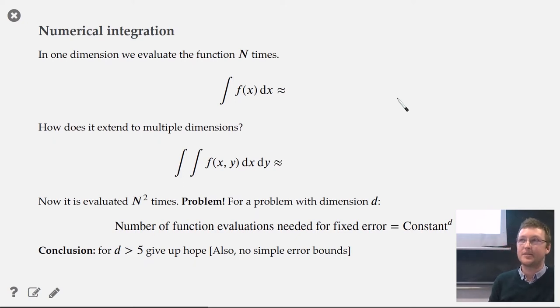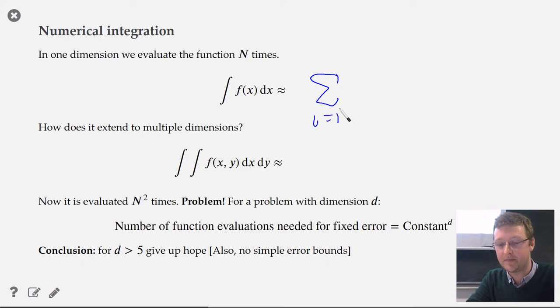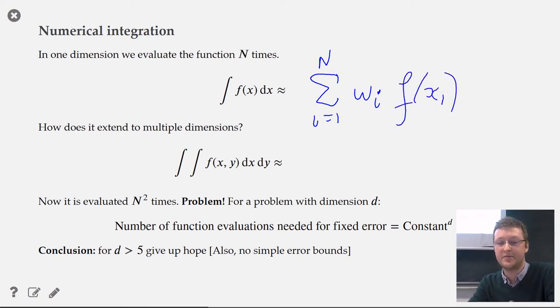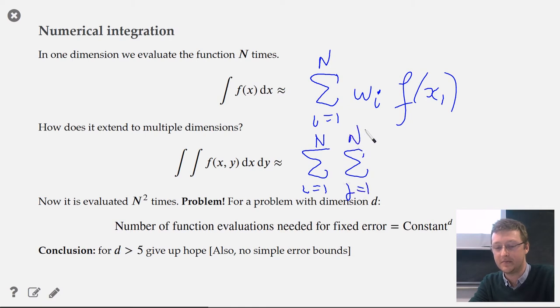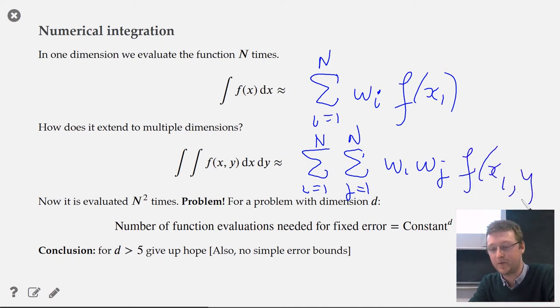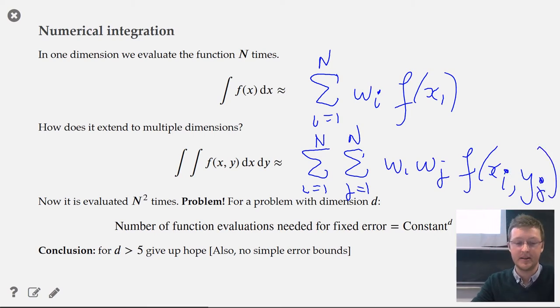But there's the problem that you can very quickly hit situations where these routines fail totally, and that comes about when you're looking at high-dimensional problems. So as I was writing before, to do a one-dimensional problem is a sum i equals 1 to n, so n is your accuracy parameter, increase that and you get more and more accurate. But then to do a two-dimensional integral, you have to make a double sum, i equals 1 to n, j equals 1 to n, w_i w_j, f evaluated at x_i, y_j. And so now that function that we're evaluating is done n squared times.